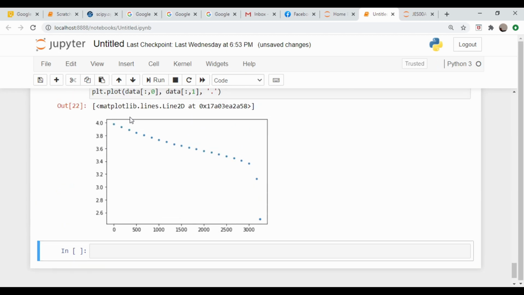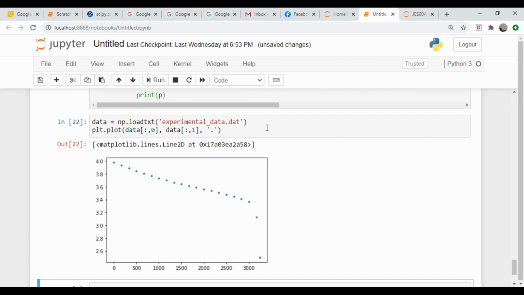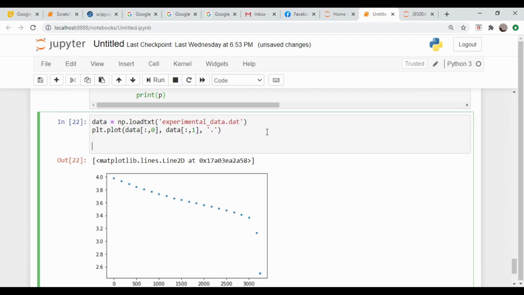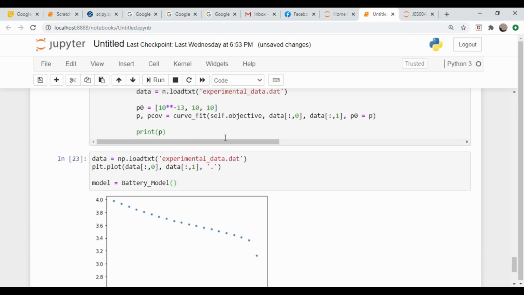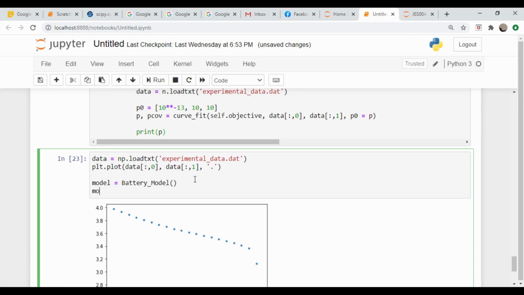So that's what our experimental data looks like. And now let's just run the fit down here. So I want to say model is equal to battery model. Make sure that runs. It does. So now we'll just call model.doFit.